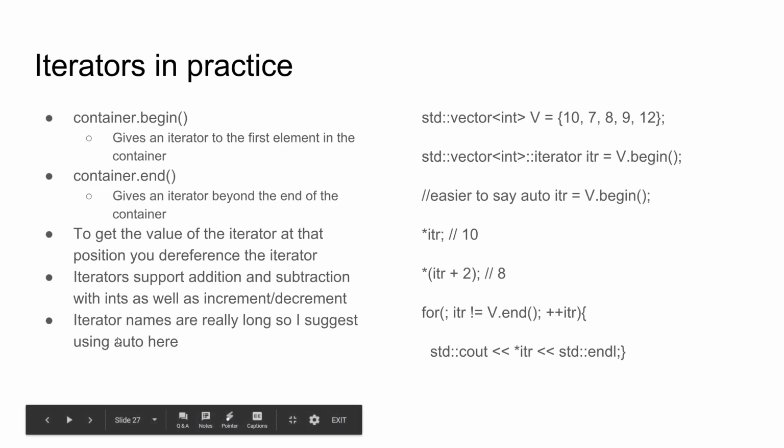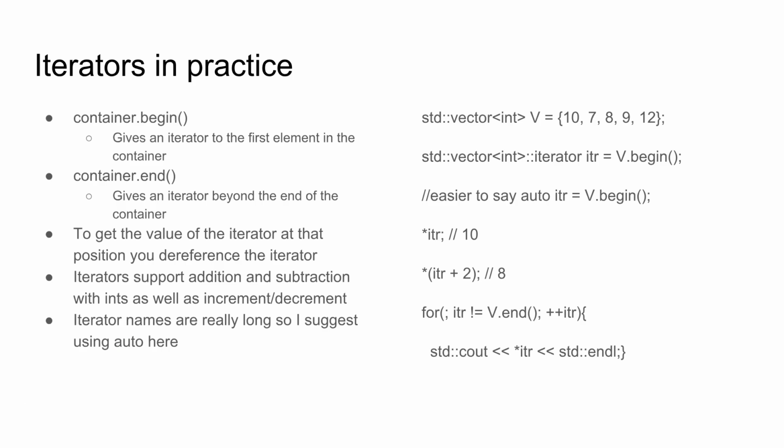Iterator names are also really long, and I don't like typing them, so I use auto all the time whenever I have to use an iterator name. So if here was our vector v, its type of v.begin is a vector<int>::iterator. It's an iterator over a vector of integers. But it's a lot easier just to say auto iter equals v.begin. I don't have to know what the type is. And so if I dereference iter, since it's at the beginning of the list of items, it's going to give me the first value. Iter plus 2, move 2 elements in, it's 8.